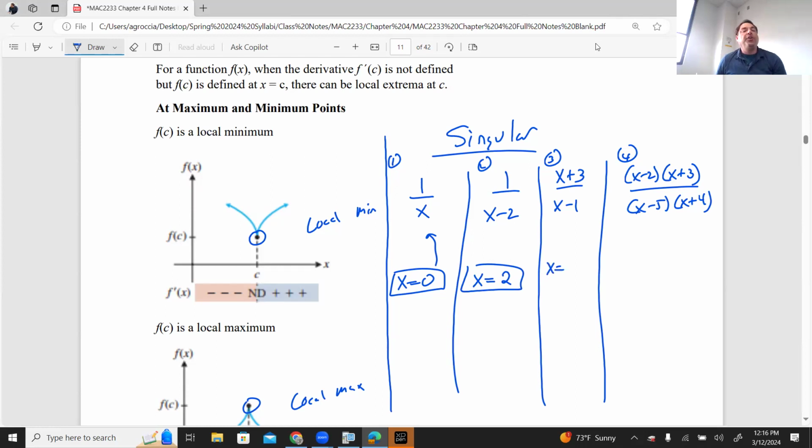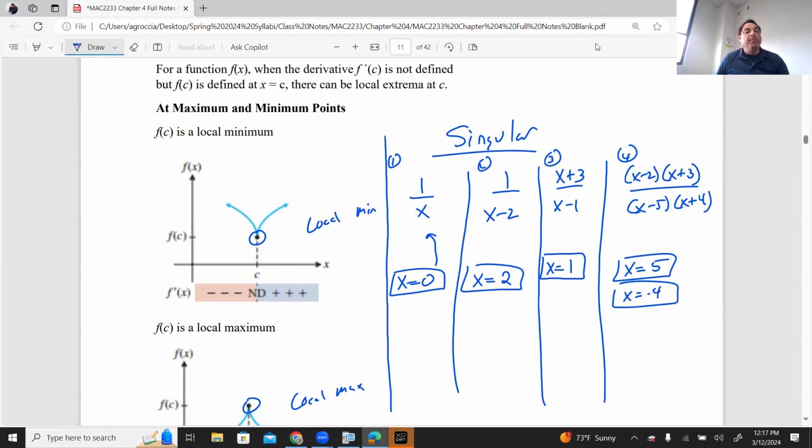What would make the third one undefined? 1. Is that it? What about the top? What about -3? It's fine. Exactly. You can have 0 in the numerator. It's not the problem. The only problem is in the denominator. So it would be just 1. What would make it undefined in the last case? 5 and -4. Okay. What about the top? It doesn't matter. It's not about the top.